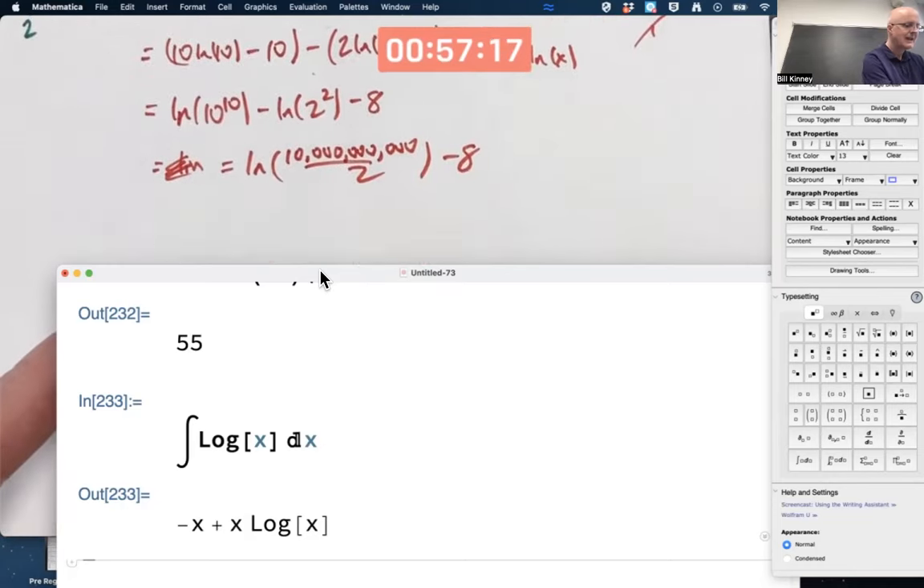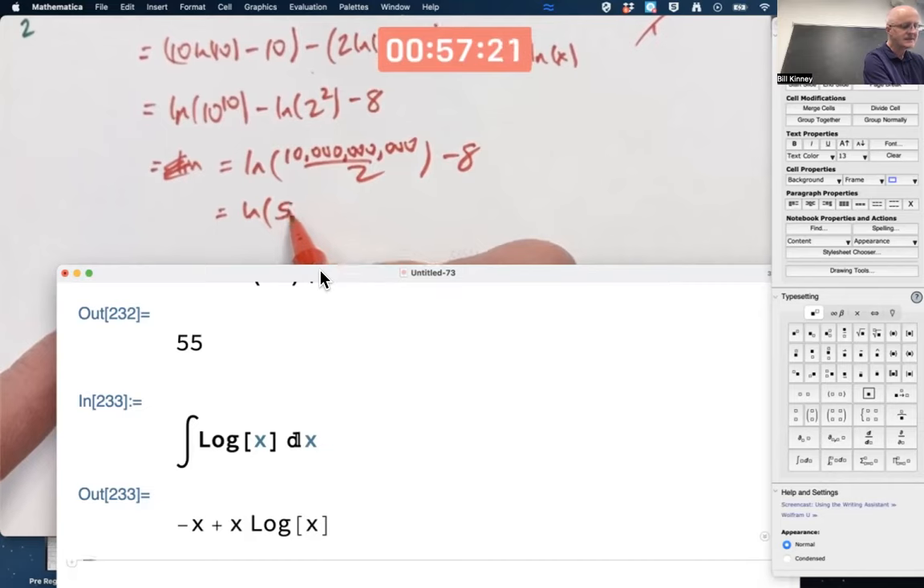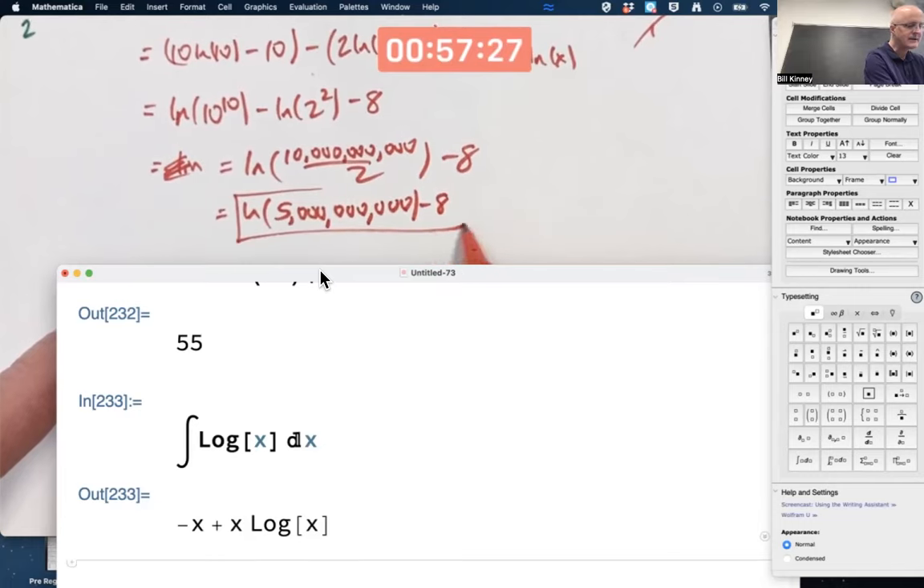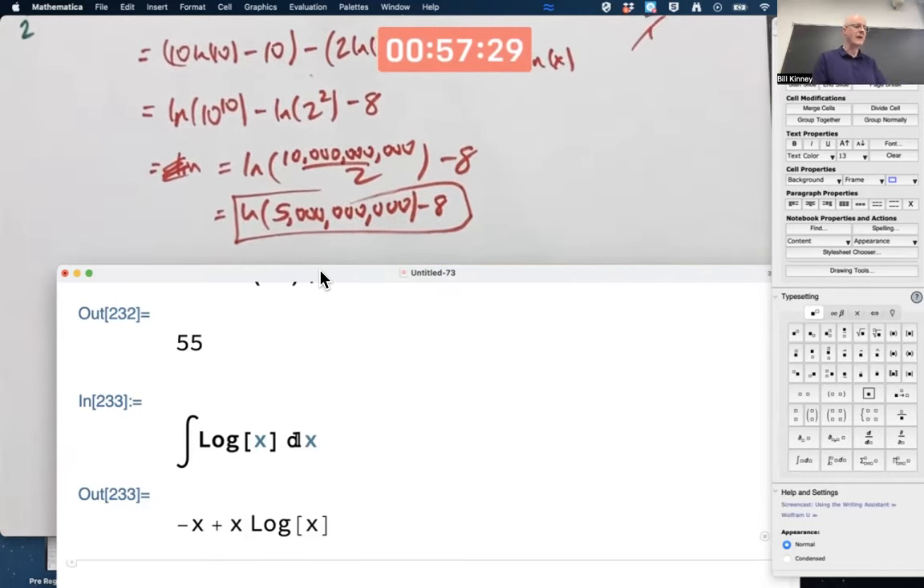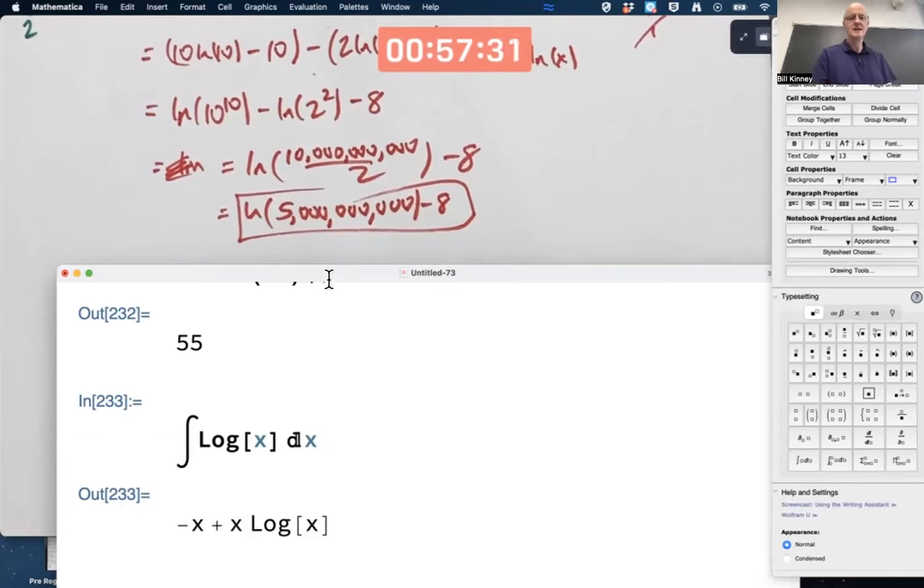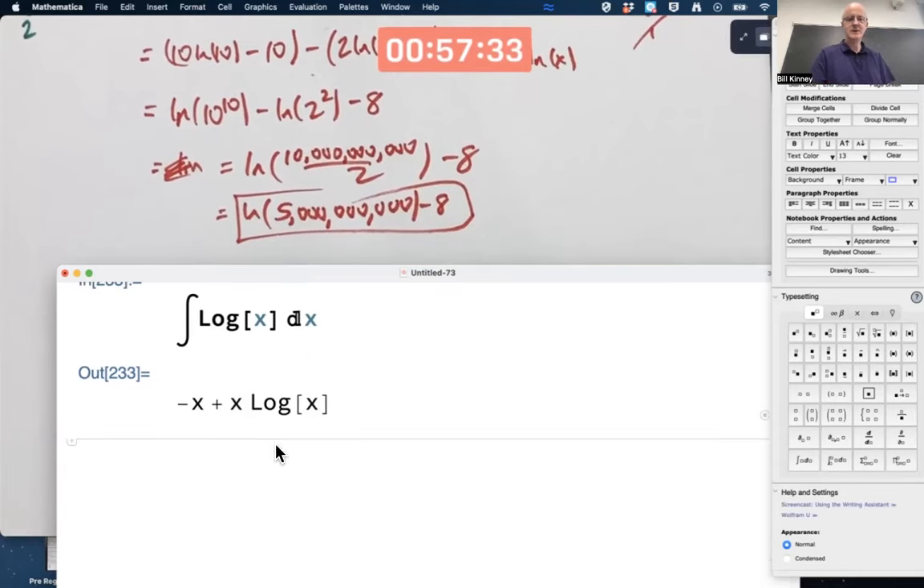And so I could ultimately write the answer as ln of 5 billion minus 8. How about that? Ln of 5 billion minus 8. You would never know that ahead of time, right? Let's see if it's really right.